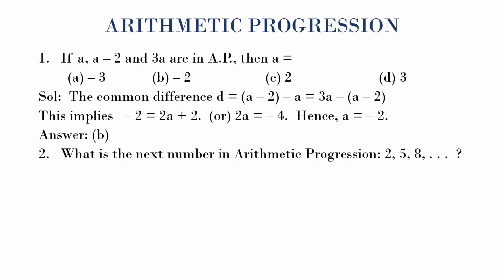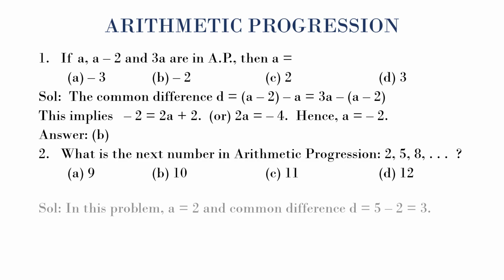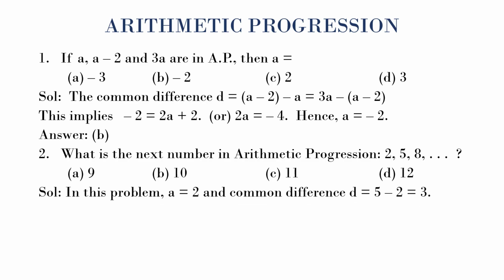2 and 5 differ by 3, 5 and 8 also differ by 3. So the next term should also differ by 3. So 8 plus 3 it is 11. Now here we can write this like first term a equal to 2 and common difference d equal to 5 minus 2 is 3. So the fourth term, that is the next term, is 8 plus 3 which is equal to 11. So the answer is C.